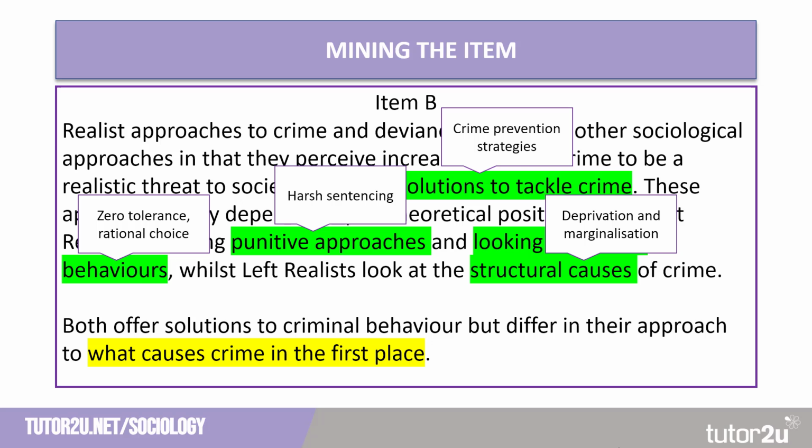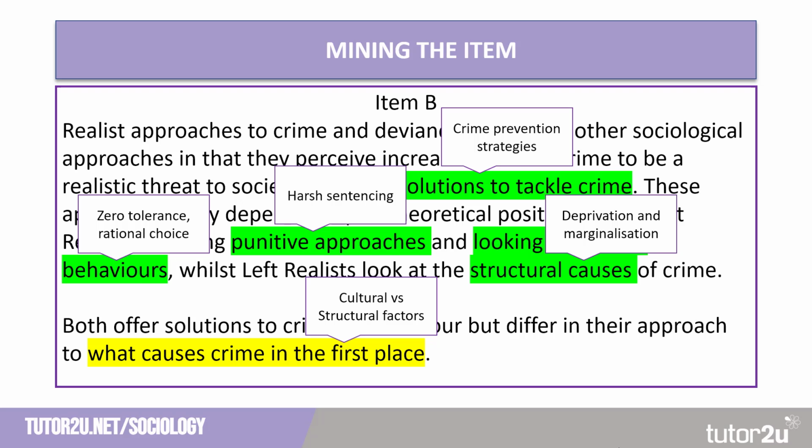Our second paragraph, and this is increasingly the case on these exams, gives us a hint at how we might evaluate some of these contributions. It talks about what causes crime in the first place. And so there is a debate between left and right realists as to whether crime is a cause of individual cultural factors or whether it is a result of wider societal structural factors.